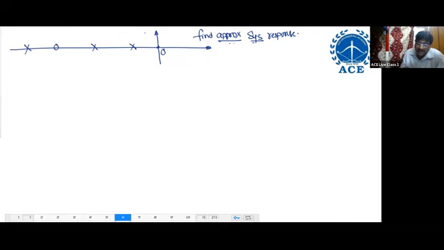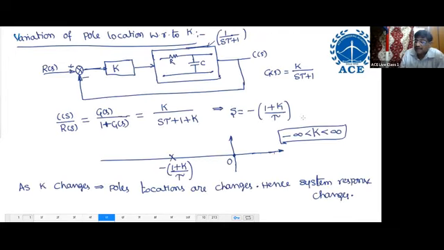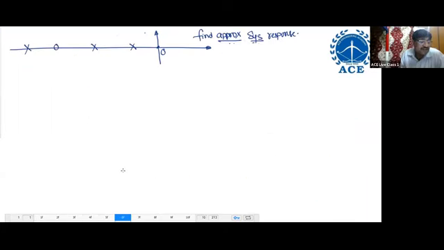K is system gain, which is obtained by an amplifier. Op-amp, amplifier. Non-inverting, inverting amplifier generally they will use. When you use a single stage inverting amplifier, gain is negative. When you use a multi-stage inverting amplifier, gain is positive. That's why I wrote K is minus infinity to plus infinity. Now find the approximate system response.